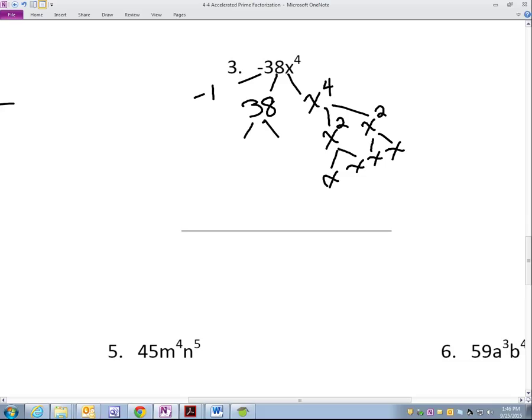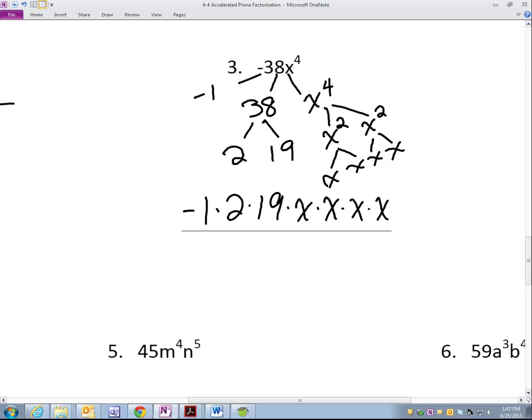38. What are my factors that I can do for 38 if they're multiple composites? We could do 2 times 19, but can we do 4 times? No. Two times 19. So now I'm going to do -1, 2, 19, which is prime, x, x, x, x. Yep. Multiply those all together, we have -38x to the 4th.